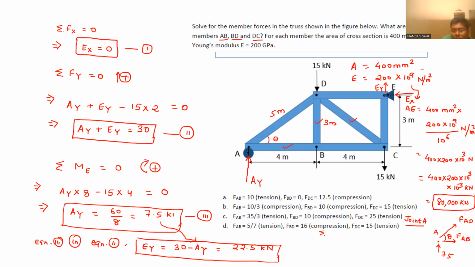So we can write summation of Fy equal to 0, with vertically upward as positive. So from here we will get FAD sin theta plus 7.5 equal to 0. This implies FAD will be equal to minus 7.5 by sin theta. So what is coming?